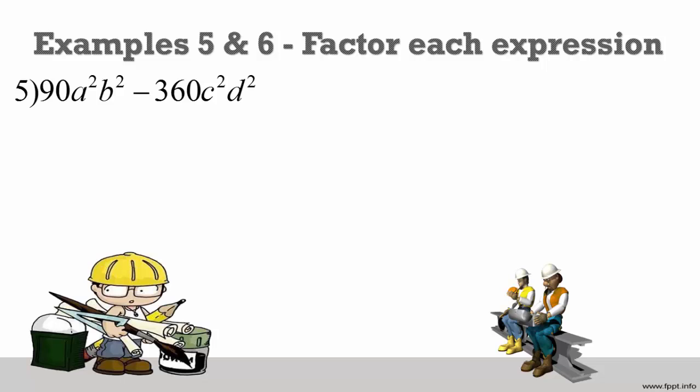In example number 5, we have 90a squared b squared minus 360c squared d squared. Well, we have this 90 and we have this 360, and we see that's not perfect squares. So let us go over to the whiteboard and see how we would deal with this particular example.